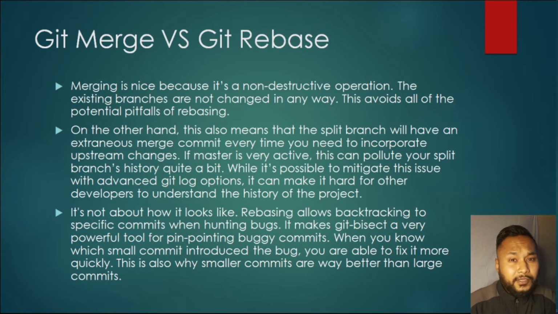So what's the advantage of Git Rebase is that if we do have many faulty commits, we can use this git bisect command to exactly locate and pinpoint all the buggy commits, and it's quite easier to troubleshoot what the error has been, and we can amend those errors. So when you know which small commit introduced the bug, you are able to fix it more quickly. This is also why smaller commits are way better than large commits. So basically, that's the difference between Git Merge and Git Rebase.